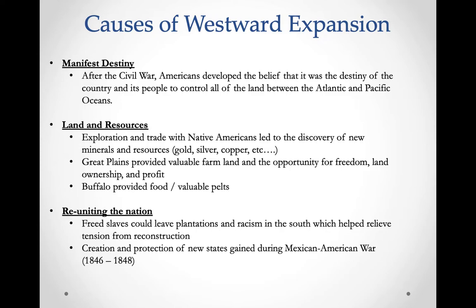The nation also felt a need to protect and define borders of the new states that had been gained during the Mexican-American War from 1846 to 1848. After that war and the Gadsden Purchase, the United States acquired Texas, Oklahoma, New Mexico, Arizona, and parts of Southern California that needed to now be protected and inhabited. These three causes drove the expansion and the movement of people west during the late 1800s.